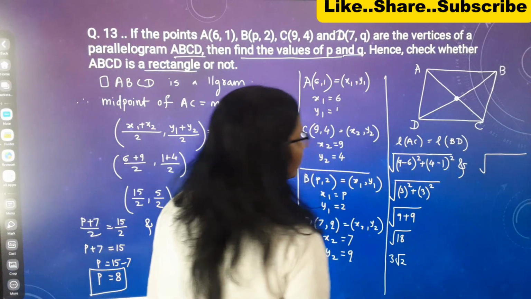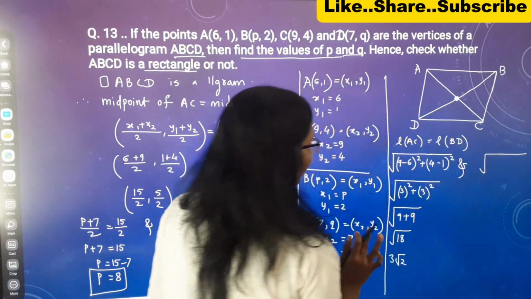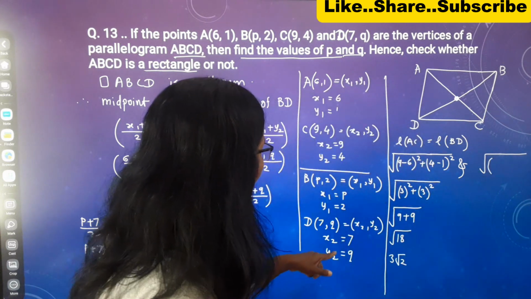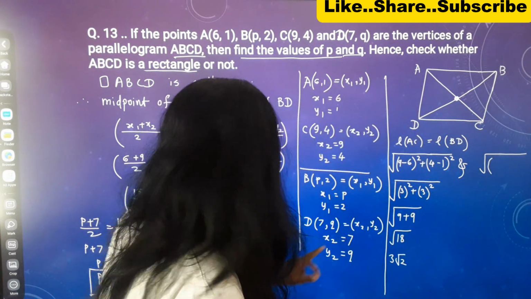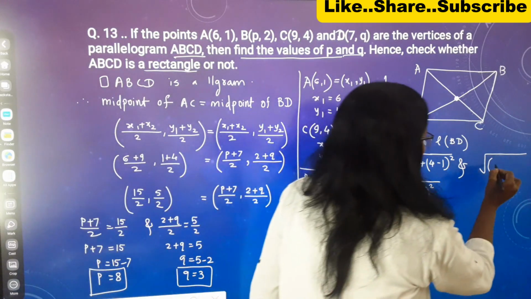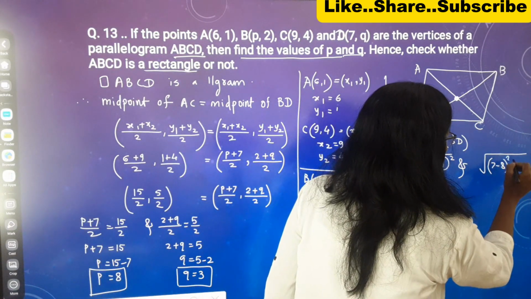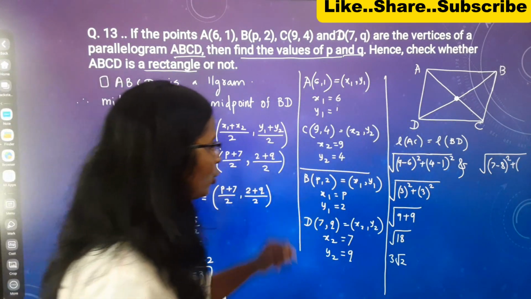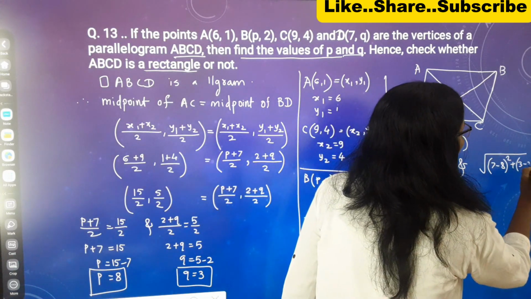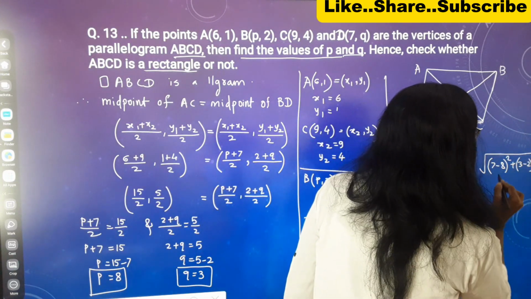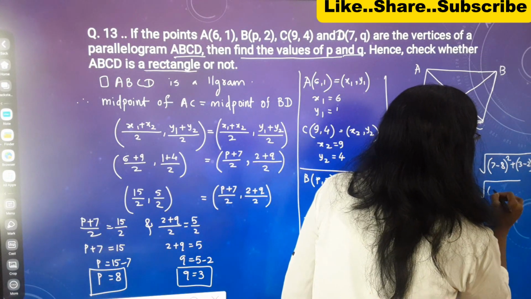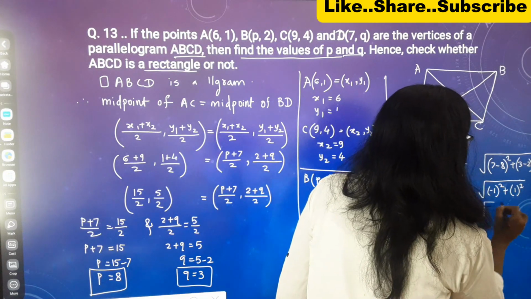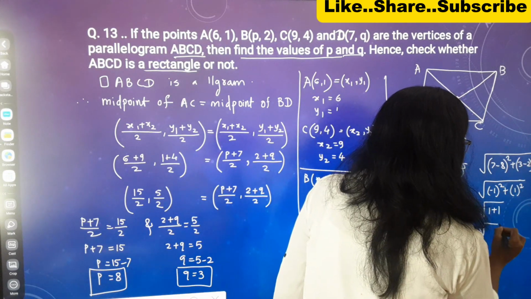And for BD, also use the same formula. x2 minus x1, that means 7 minus 8, whole bracket square, plus y2 minus y1, that is q means 3, so 3 minus 2, whole bracket square. So the square root of (minus 1) whole square plus 1 square. That means 1 plus 1, which is equal to 2.